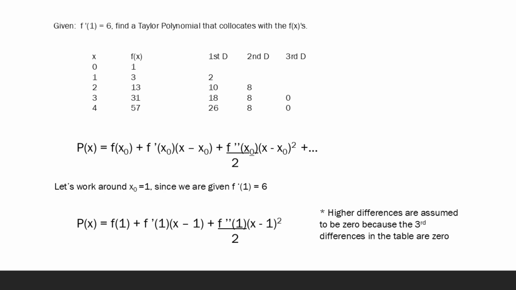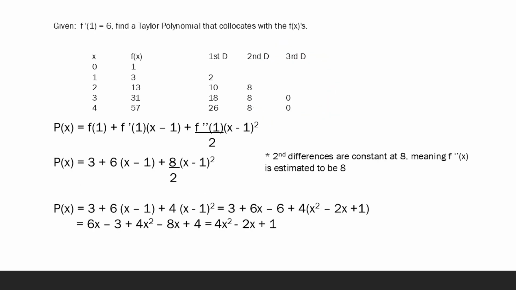So the expansion looks like this, and here we're going to assume that higher differences are 0 because third differences and up are 0. So given this, we know that f of 1 is equal to 3, so we substitute that for f of 1. We know that f prime of 1 is equal to 6, so we substitute that into this equation over here. And then the second differences are assumed to be a constant 8, and therefore we're going to assume f double prime of 1 must be equal to 8, and therefore we have this. We're going to have p of x equals 3 plus 6 times x minus 1 plus 8 over 2 times x minus 1 squared. And that reduces to 4x squared minus 2x plus 1 over here.